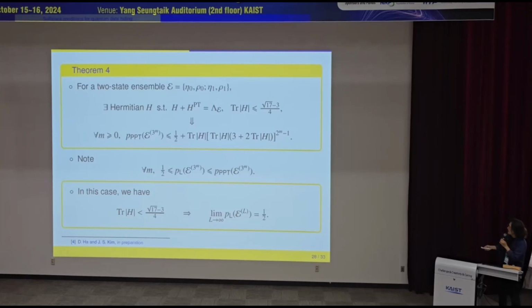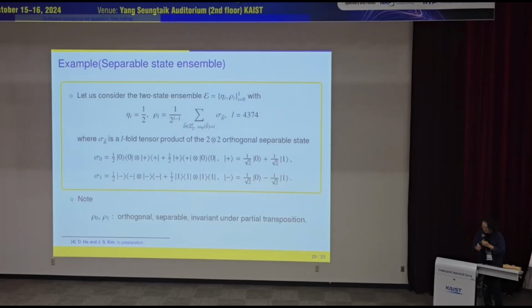Okay, so it means if the trace norm of H is strictly less than this quantity, then this converges to a half. The subsequence converges to half. That means the original sequence also converges to half. So by using this, we could find a separable state ensemble which satisfies the condition.